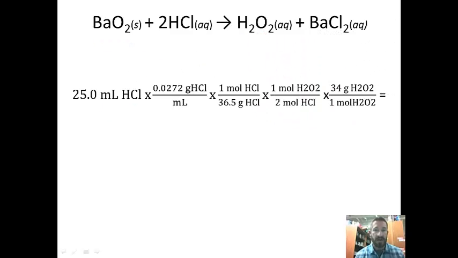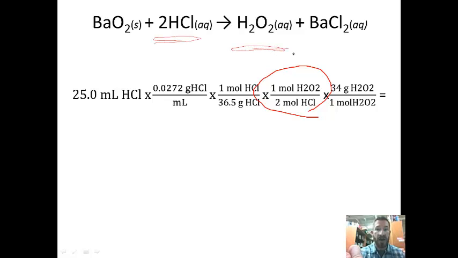So we'll have the balanced equation here. We see the mole ratio from the balanced equation, which is 2 moles of hydrochloric acid produce 1 mole of hydrogen peroxide. So now we're able to do that. Then we use the molar mass of hydrogen peroxide, which is 34, to change moles of hydrogen peroxide to grams. So now we've gone from hydrochloric acid to hydrogen peroxide.